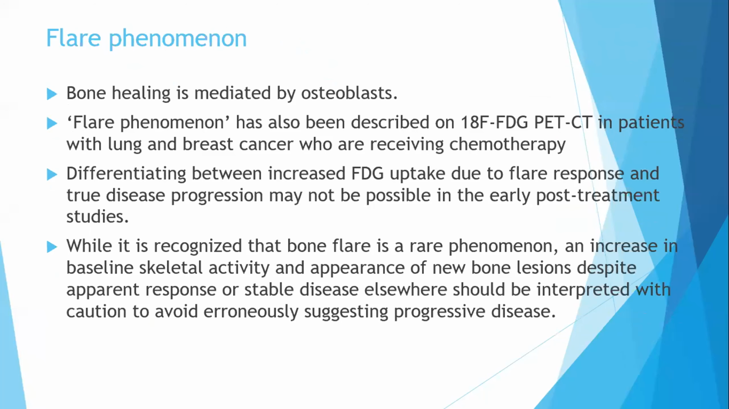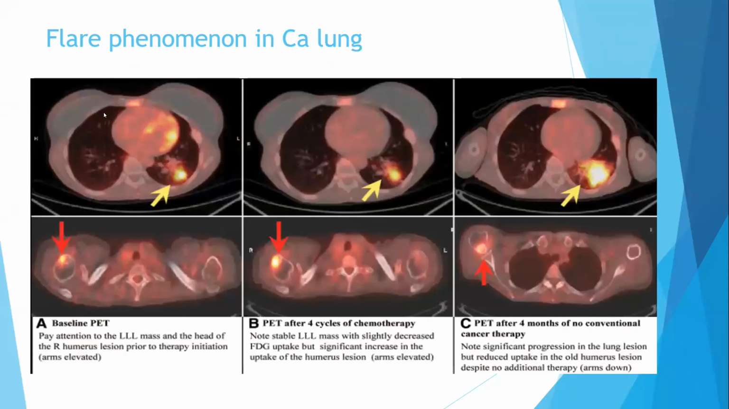We should keep the flare phenomenon in mind in case of lung and breast cancer and bone healing. This is the flare phenomenon. At baseline study, there is a left lower lobe mass and increased uptake in the right humerus. After interim, the lesion is decreasing, but the bony uptake is increasing. It is due to the flare phenomenon. After completion of therapy, at 4 months, the lesion is again increasing and intense in uptake, but there is no such uptake in the bone.